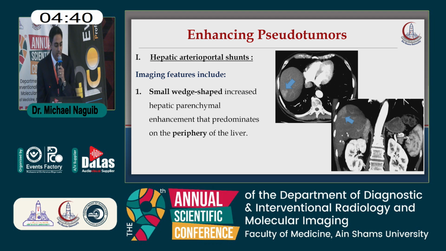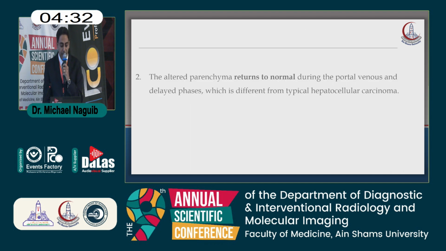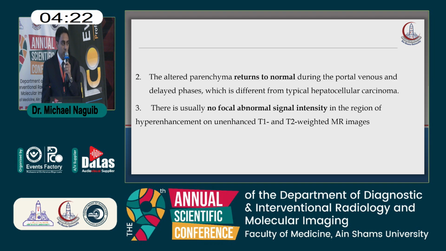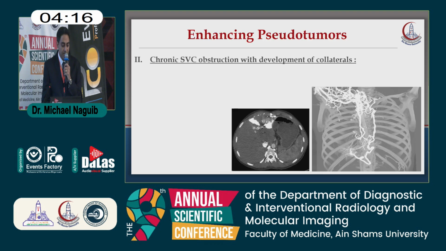First, hepatic arterioportal shunts. Imaging features of shunts include that they are small, wedge-shaped, seen at the periphery of the liver. They appear only in the arterial phase, and they return to normal during the portal venous and delayed phase. This is different from HCC. Also, there is no corresponding focal abnormal signal at unenhanced T1 and T2 weighted images.